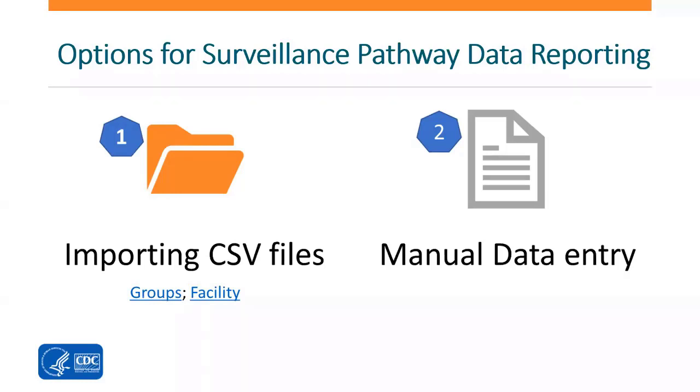The first option is CSV files. This pathway reporting option enables individual facilities as well as groups and supergroups, so something such as a health department, to upload data from one or more of the pathways into the NHSN application using the available CSV templates and upload CSV function that are located at the bottom of the calendar view page. And we'll look at that in the next few slides.